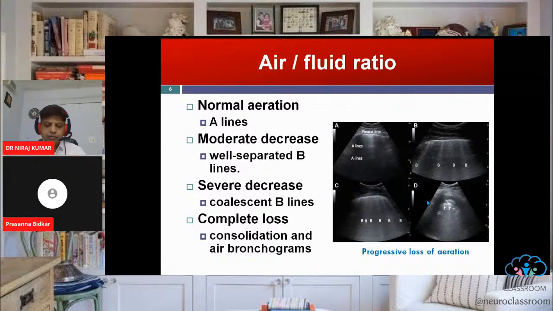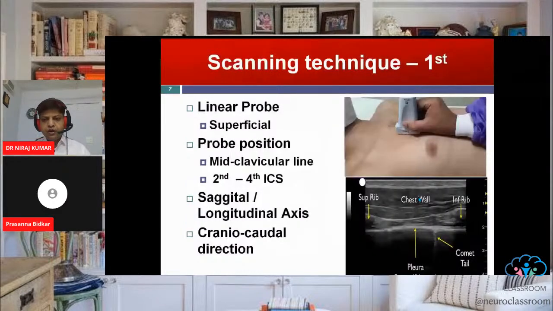Now the procedural part, the first scanning technique. First of all, this is very simple. When we want to see till the pleural level, it's better to use a high frequency linear probe. Although you can use a curvilinear probe also, what I suggest is that to see the pleural level there is better resolution with the linear probe.